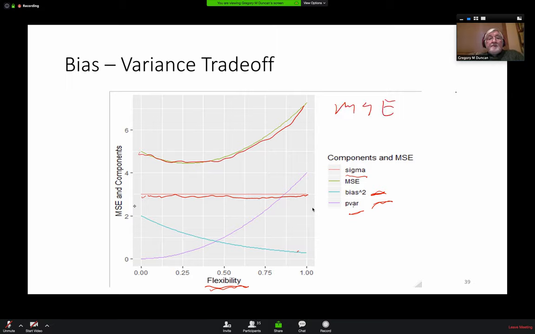And what I want to do is pick models that minimize this mean square error. So in this case, I would say I want a model that's that flexible. Now, flexibility is going to mean different things in different contexts, and we will see a lot of that.